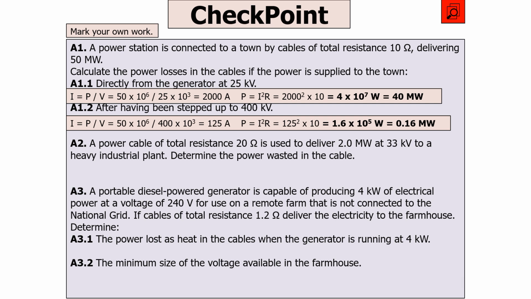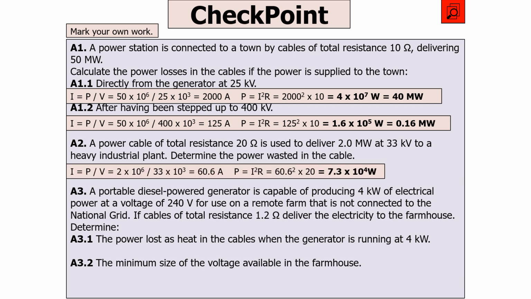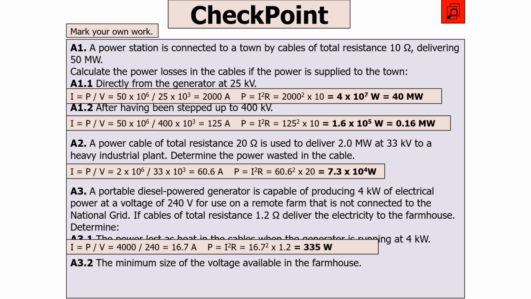Again, we can use the same equation here in question 2. We say I equals P over V, work out I to be 60.6 amps. We therefore say power lost is equal to I squared R, pop in all those values, and we get 7.3 times 10 to the 4 watts. Next question, again we're using that same principle. I equals P over V, 4000 divided by 240, remember 4 kilowatts turns into watts, so it's 16.7 amps.